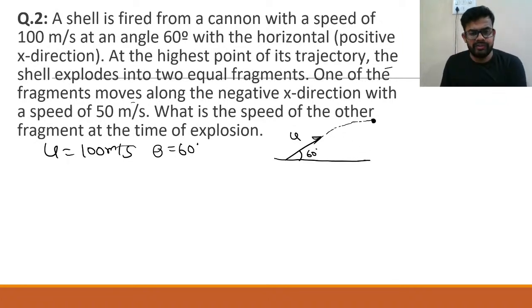So I am considering this as positive x direction, so this will be negative x. One fragment moves with a velocity of 50 meter per second in the negative x direction. So what will be the speed of the other fragment?